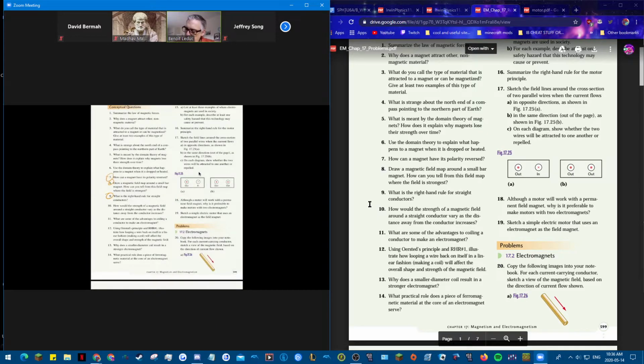What's the right-hand rule for straight conductors? Anyone can tell me the right-hand rule for straight conductors? Very quick. Yeah, D. You point your thumb towards the current flow, and then whichever way your fingers curl. Yeah, that's correct.